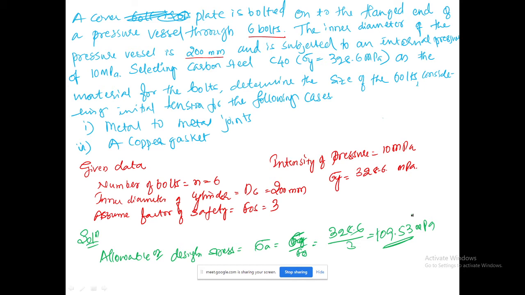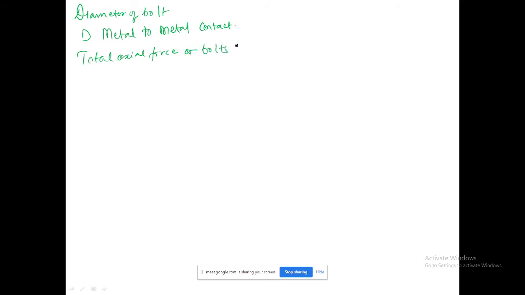So what is the first condition here? The first condition is metal to metal contact. Now the diameter of bolt. First case, metal to metal contact. Now we'll calculate the total axial force on the bolts because of fluid pressure.